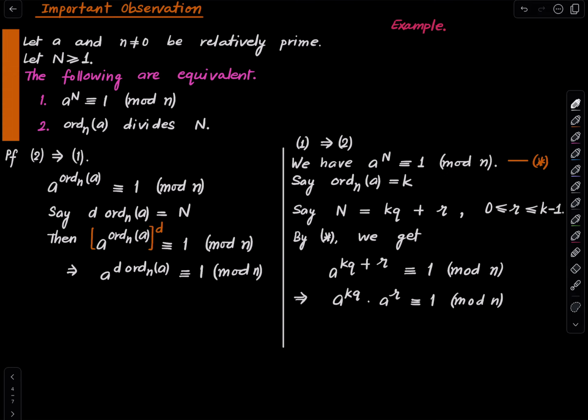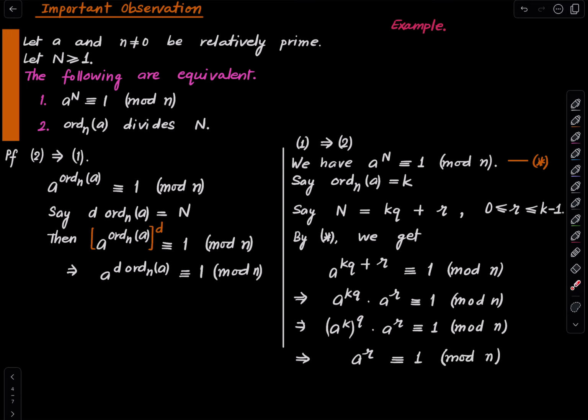But what about this thing? This can be written as a to the power k to the power q. This is congruent to 1 modulo n, right? While we know that this is congruent to 1 modulo n by definition of order. So this thing is congruent to 1 modulo n, and hence a to the power r is congruent to 1 mod n.